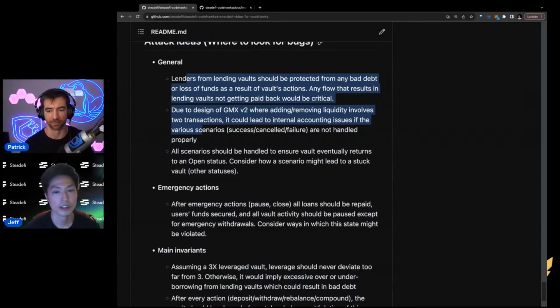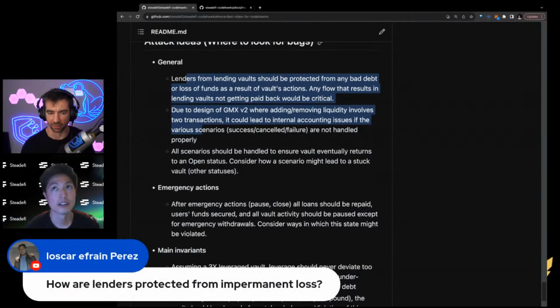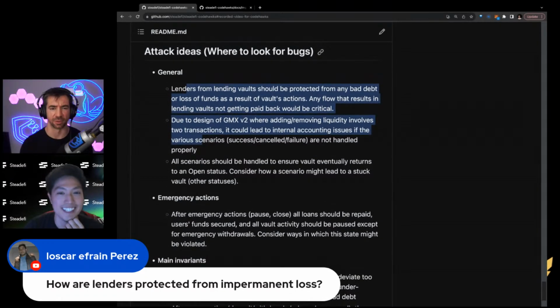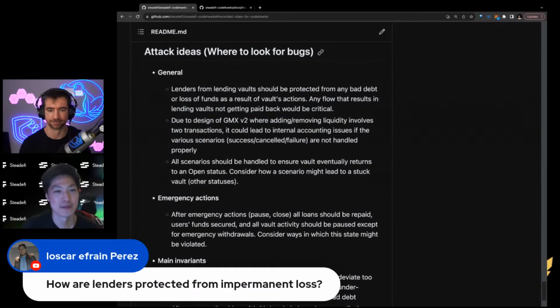Awesome. Thank you for that. And we had a question come in: how are lenders protected from impermanent loss? It sounds like that's not something your protocol would actually deal with here. No, and the question is a bit weird, because impermanent loss is a concept that only applies to liquidity providers in AMMs. So it's nothing to do with lenders. The answer here is it doesn't have to deal with that, which is nice.